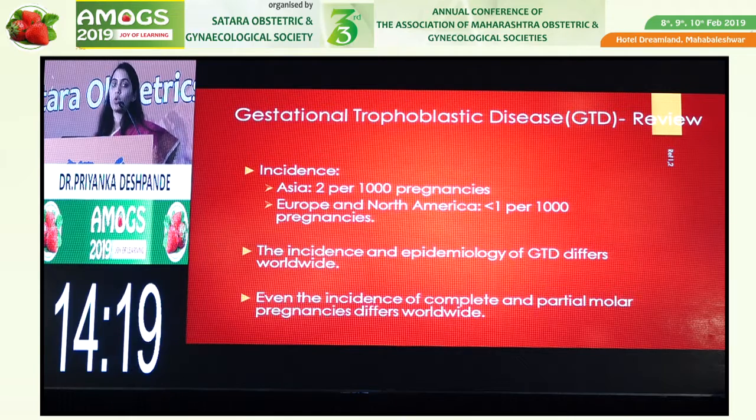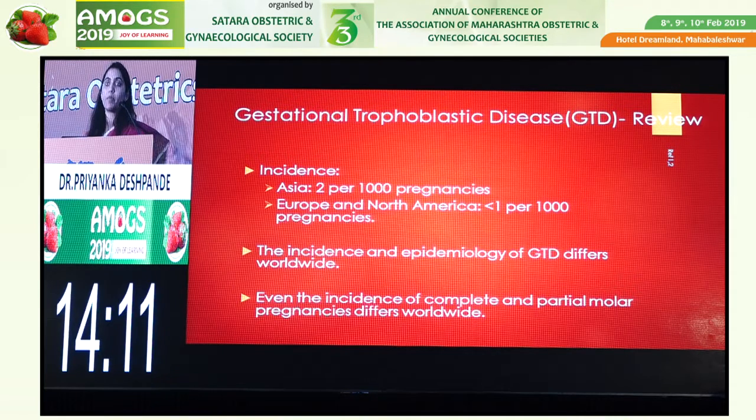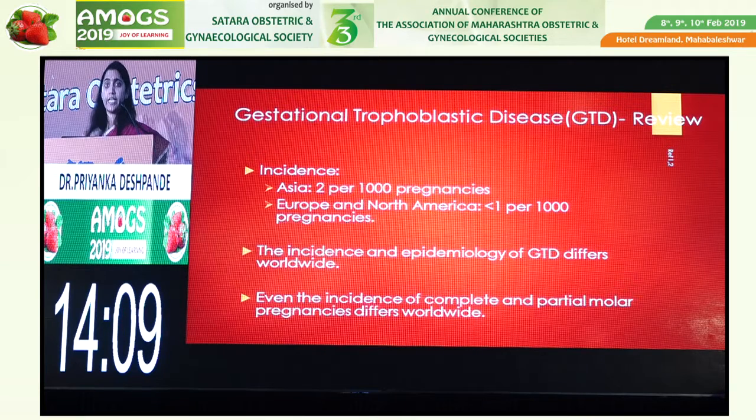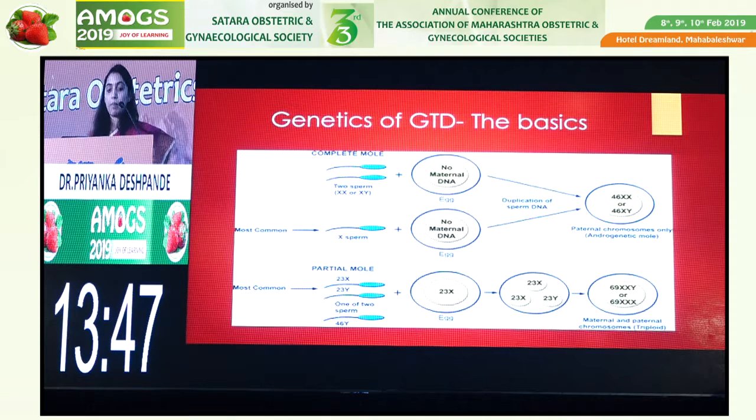To diagnose a complete molar pregnancy is very easy on ultrasonography. That is why they are more commonly diagnosed, whereas partial molar pregnancies are more commonly confused with incomplete abortions, and that is why their incidence is reported to be less. However, as you can see from this slide, partial molar pregnancies are definitely more than complete molar pregnancies, and the incidence of choriocarcinoma is nearly 20% in complete molar pregnancies as opposed to around 5 to 6% in partial molar pregnancies.